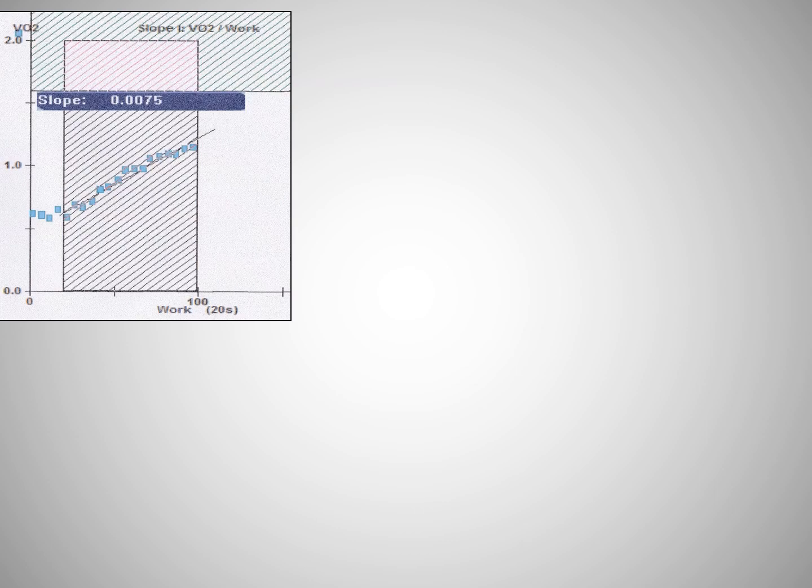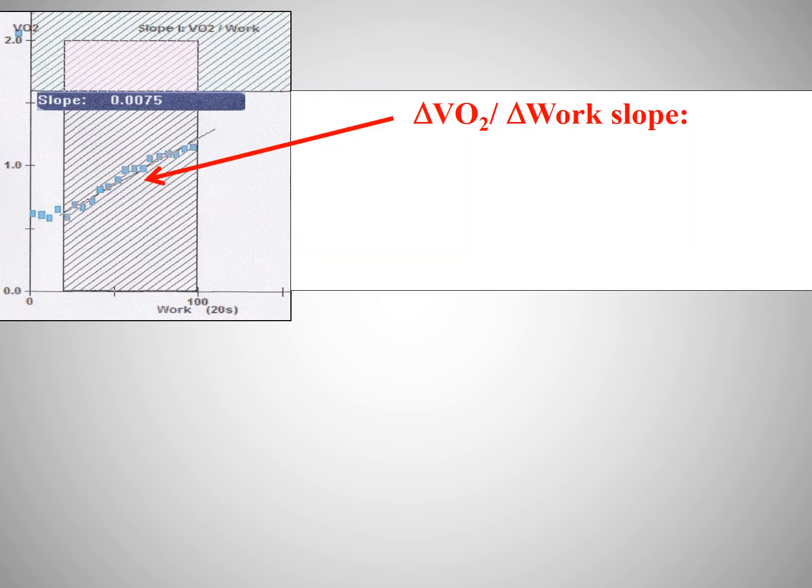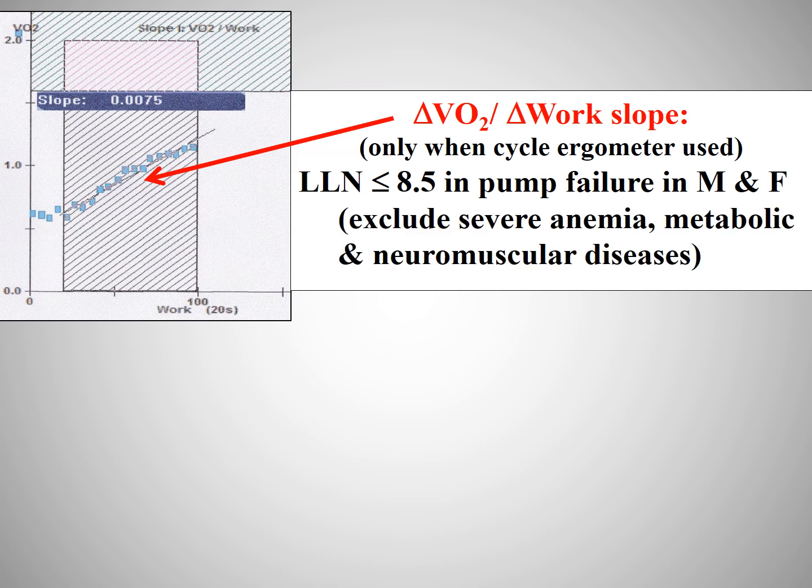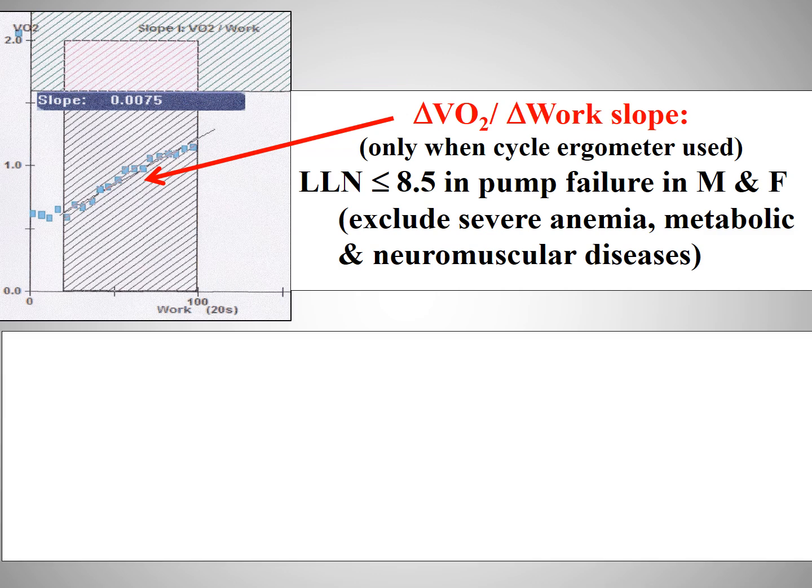Another useful plot to examine is the slope of the VO2 to work rate, which can only be plotted when using a cycle ergometer rather than a treadmill. The lower 95% confidence limit of normal for both men and women has been shown to be 8.5, with values below that being indicative of cardiac pump failure. But remember, one needs to exclude the other causes for reduced VO2 such as severe anemia, metabolic or neuromuscular diseases.